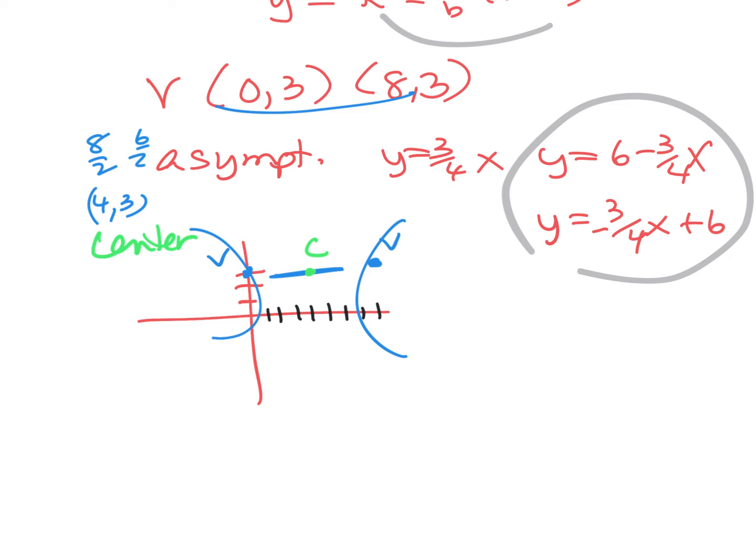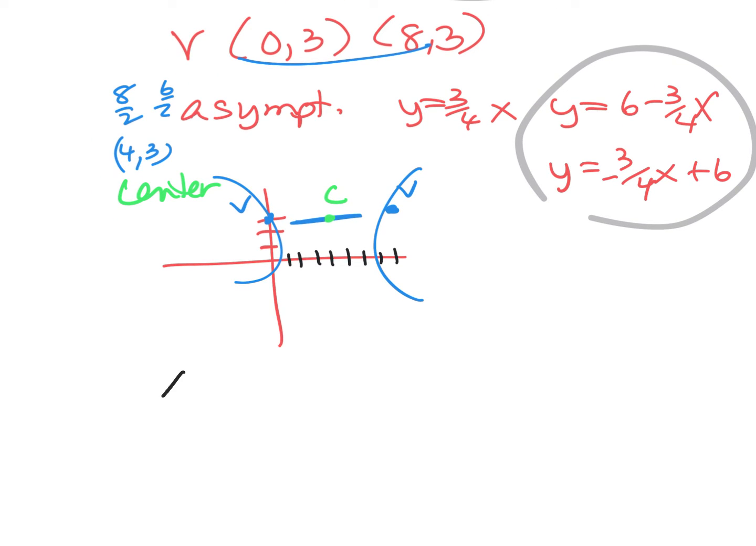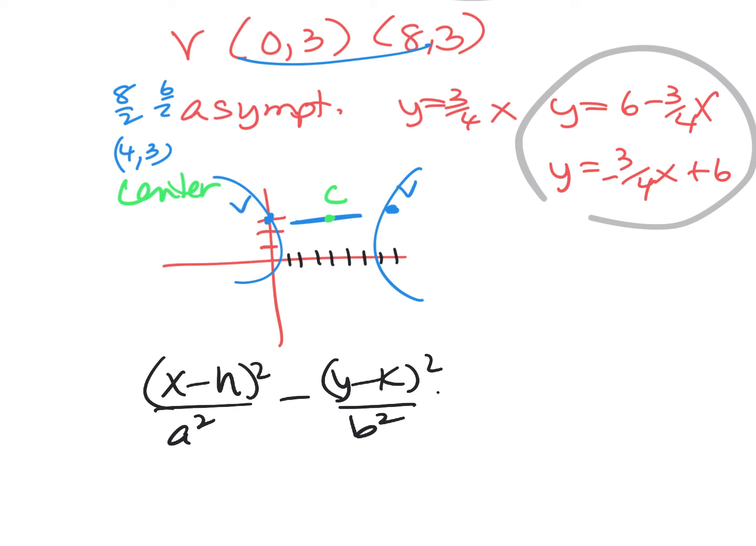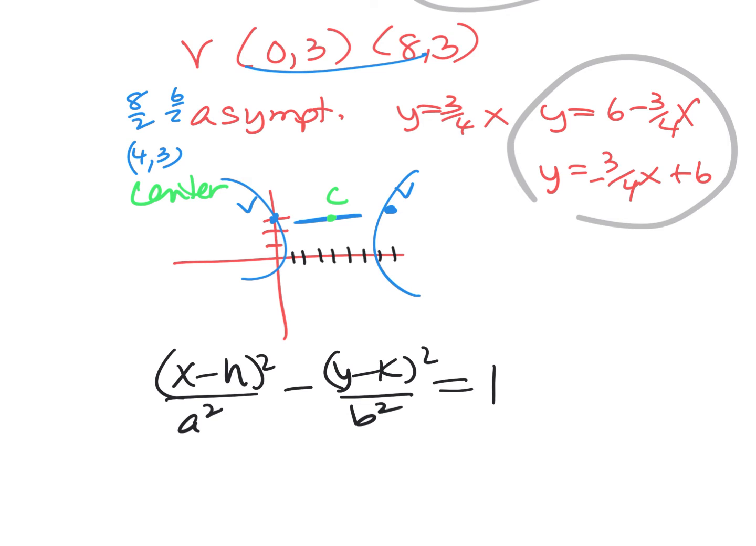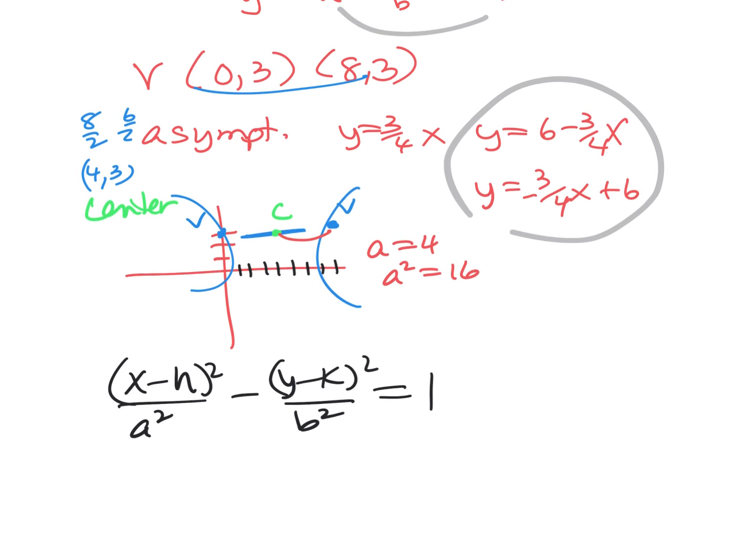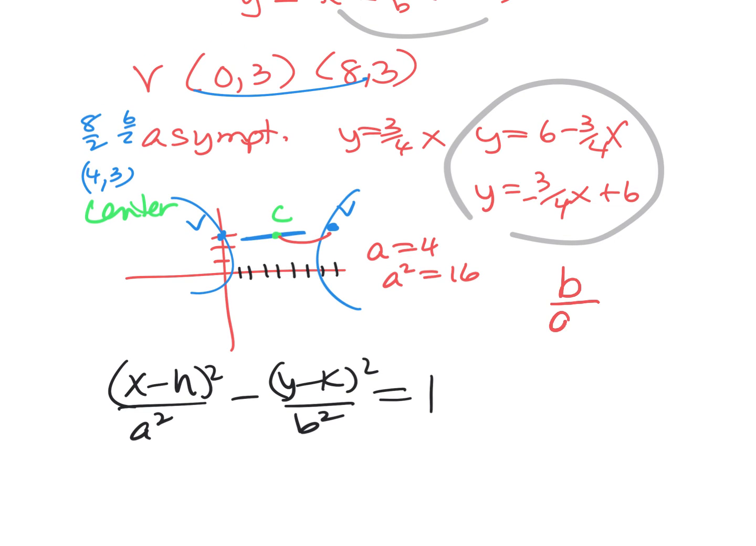Good so far? Okay. So because it transverses the x-axis, the equation I'm using is x minus h squared over a squared minus y minus k squared over b squared equals 1. So I already know my h and k is 4 and 3. Now what I need to do is find the value of a squared and b squared. I can already find a by just counting how far away the center is from each of the vertices, and I can see that it is 4 away. So my a value is 4, so a squared is 16. Now what I need to do is figure out b squared, and again, I can use my asymptote. Because it is transversing the x-axis, I know in my asymptote it's going to be b over a. And then I'm going to set b over a equal to 3 over 4.